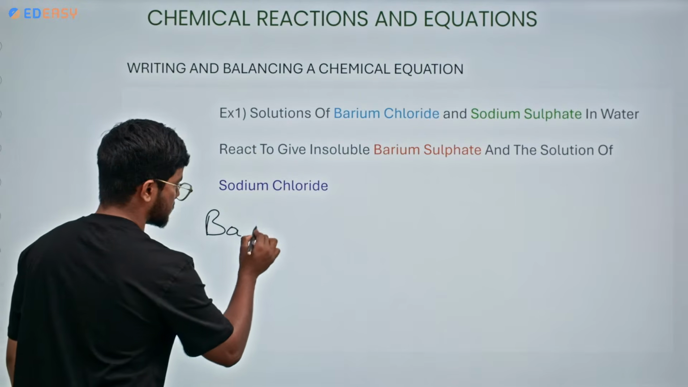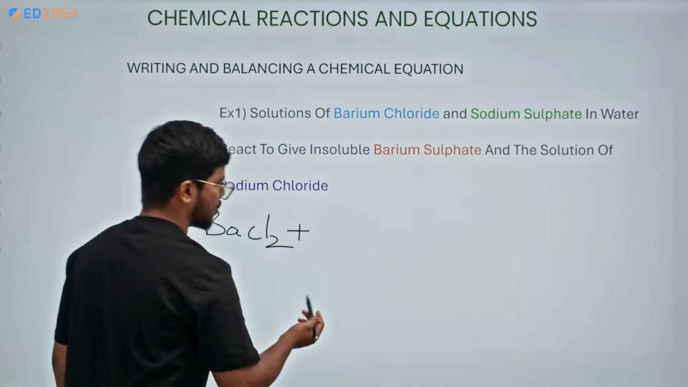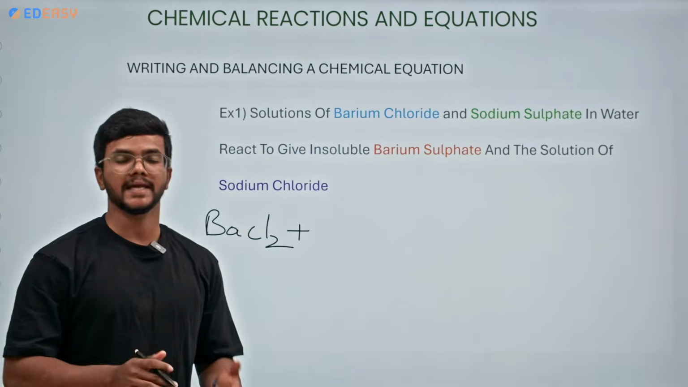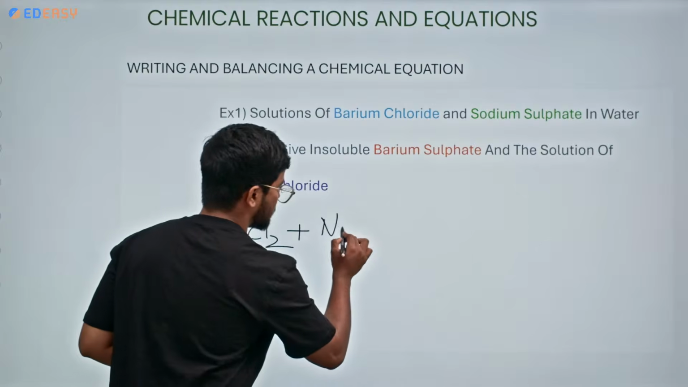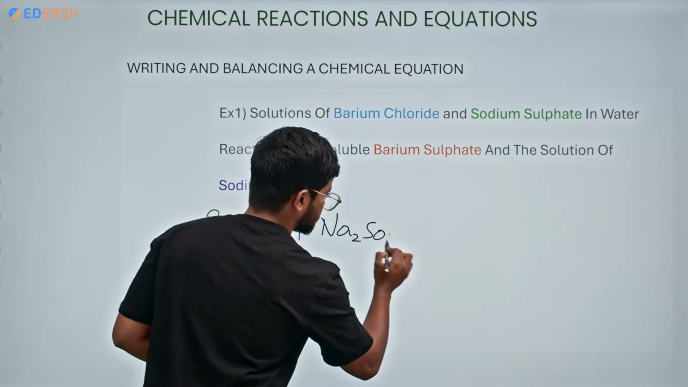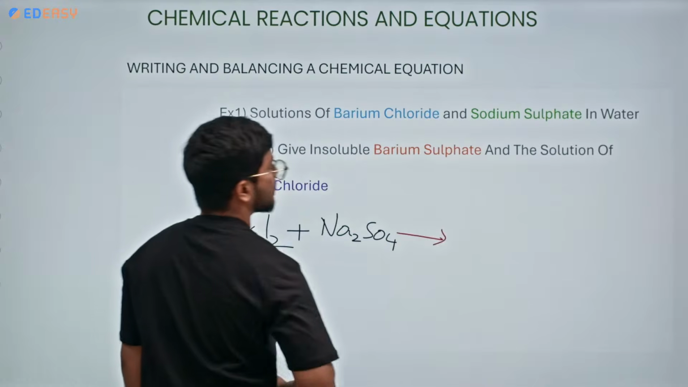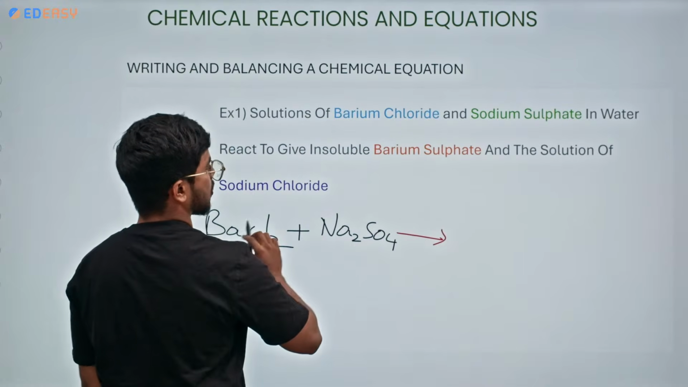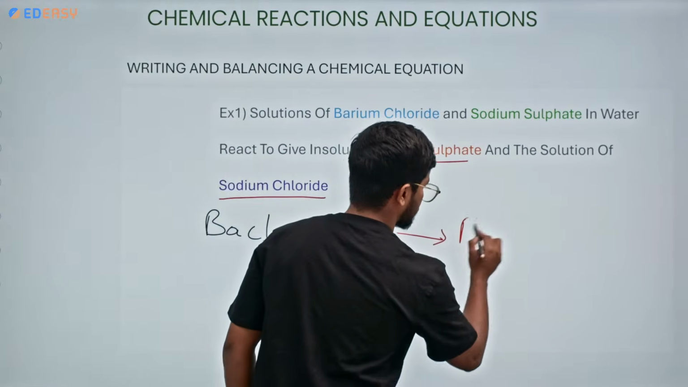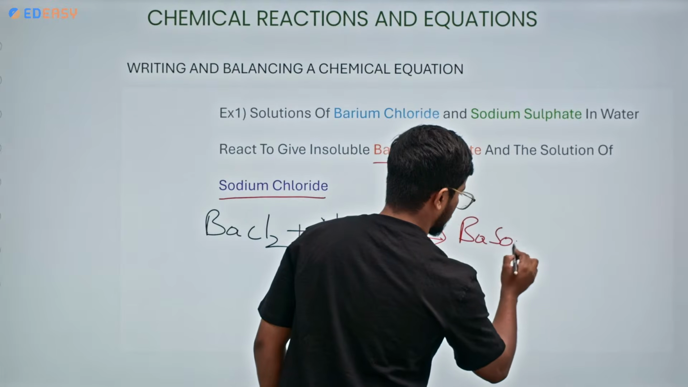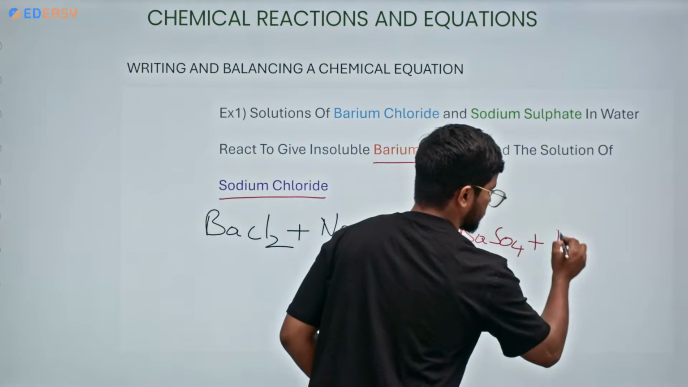With the help of the crisscross method, you can write the barium chloride formula. Barium chloride, BaCl2, plus sodium sulfate. Sodium is +1, sulfate is -2. Crisscross: sodium will be 2 times and sulfate will be single, so Na2SO4. The products are barium sulfate, BaSO4, plus sodium chloride. Sodium chloride is a common salt, NaCl.